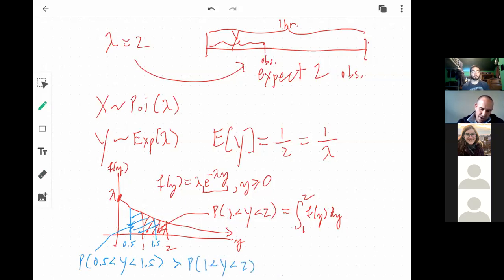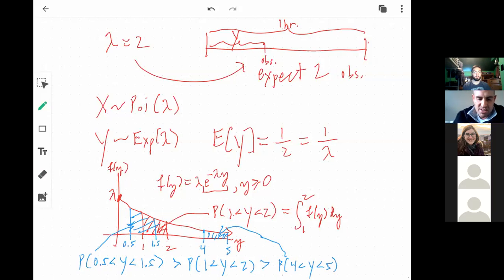And what if I went out here? What if I went to like between 4 and 5? Where would that lie relative to all these probabilities? That's just much smaller than everything. Right, so that thing right there would be the probability that 4 is less than y is less than 5. So do you see what's happening?